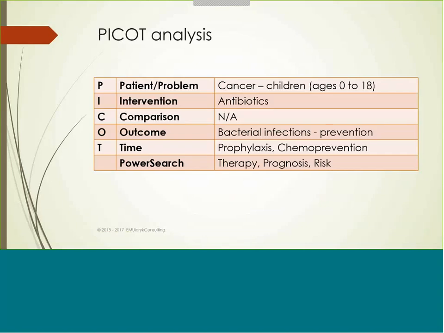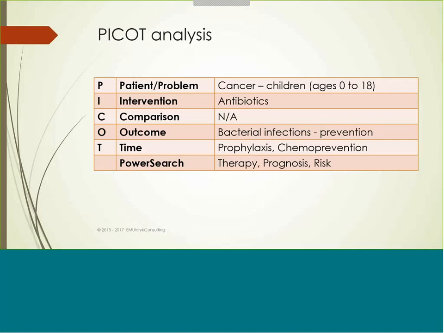So this is what our PICO analysis would look like. We would want cancer in children ages 0 to 18. I want all antibiotics. I'm not looking at a comparison here. My outcome is I want to prevent bacterial infections. And for time, I kind of smushed in here prophylaxis and chemoprevention. I didn't have a specific time frame in mind. It's just, you know, the prophylactic use.